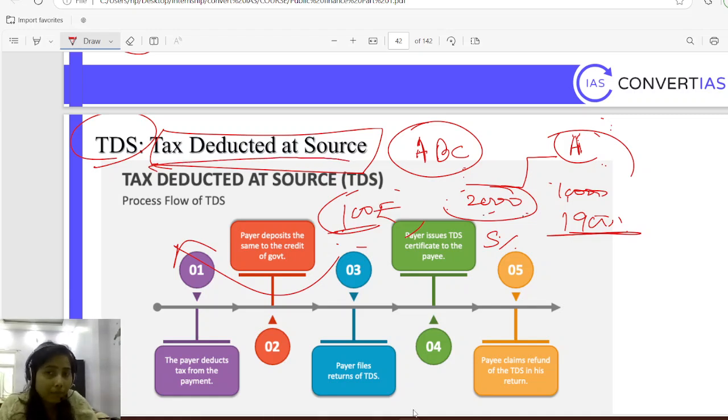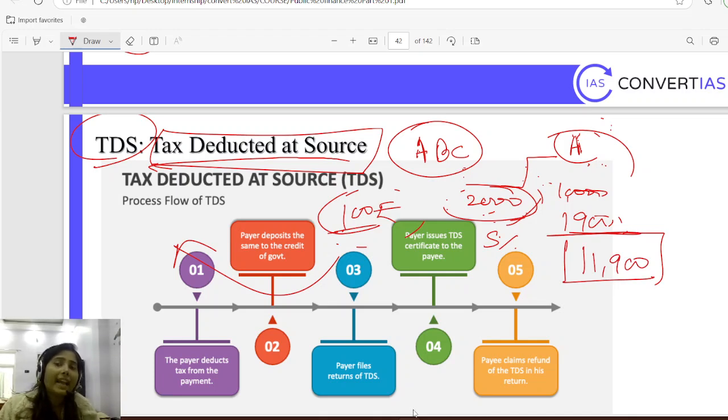This source, because for A, this 2000 income was the source. Okay. So tax deduction at source. Now, later what happens is, suppose A's income is 11,900 per month, but his income is below the taxable income threshold. So A is not responsible to pay tax. He is getting a tax rebate in that case.